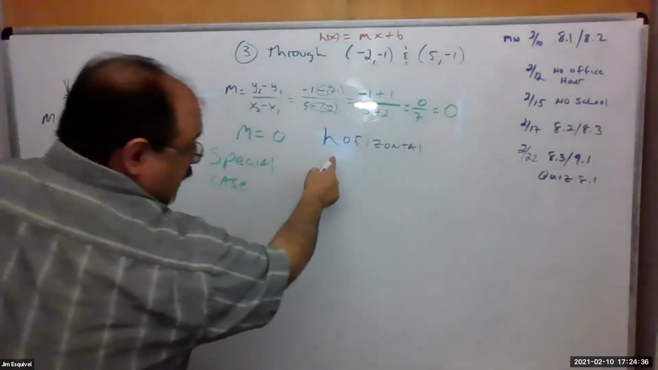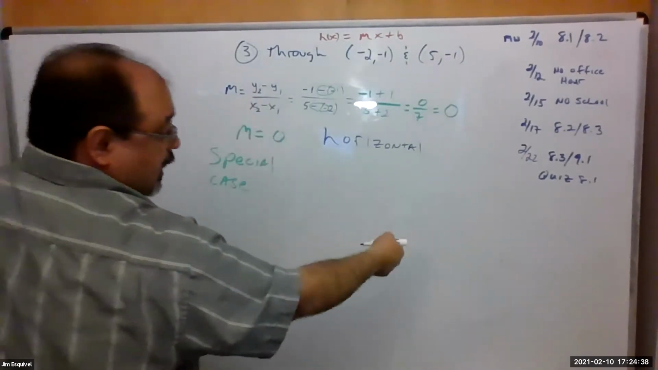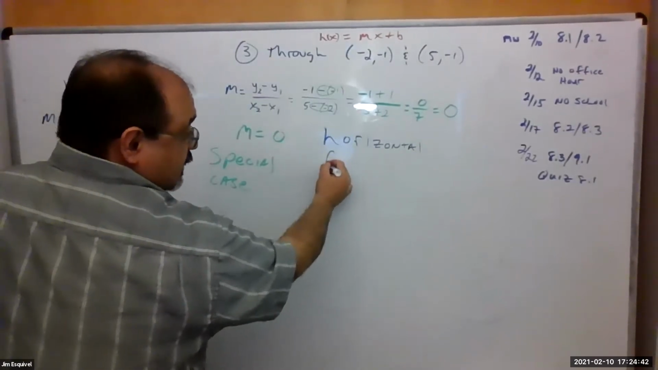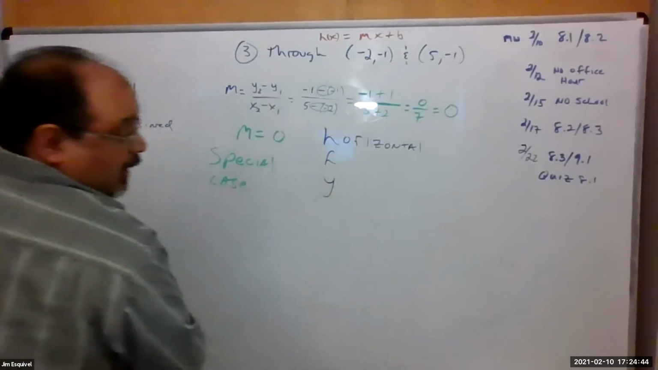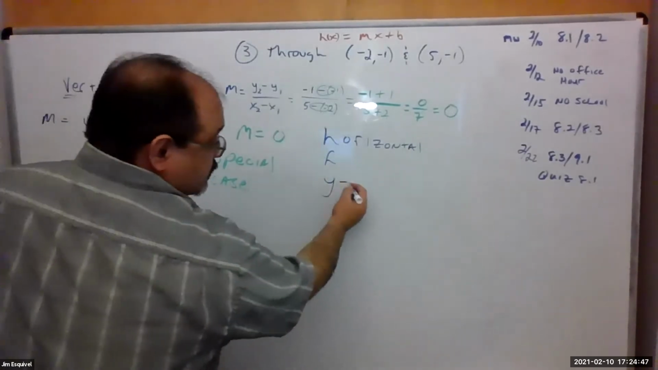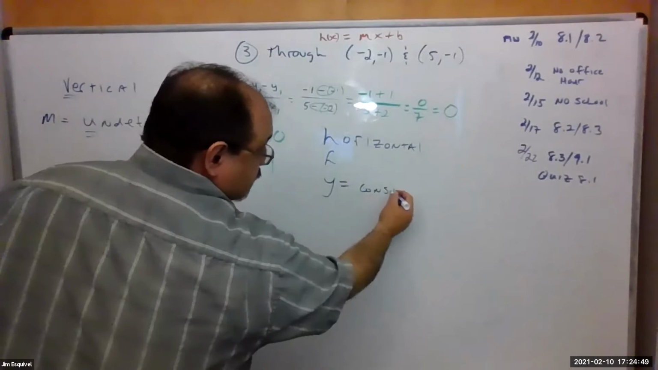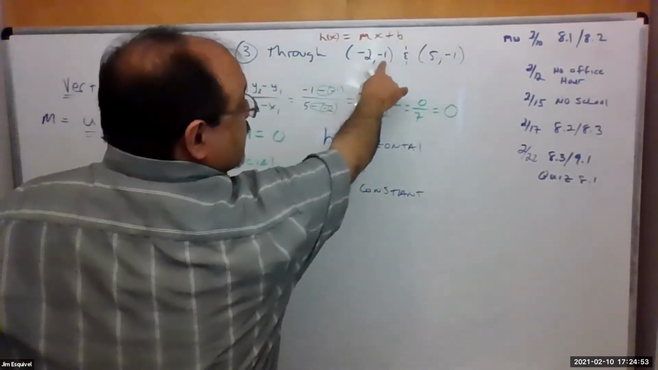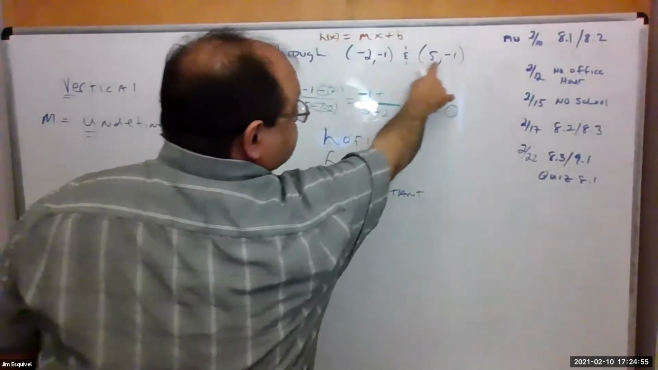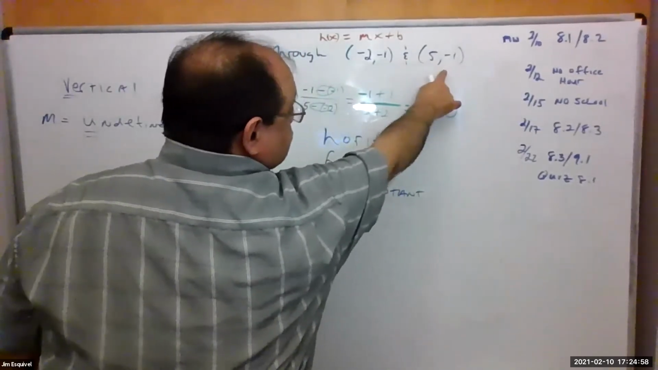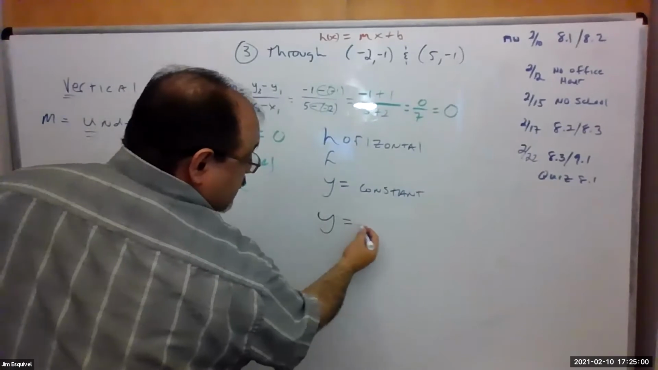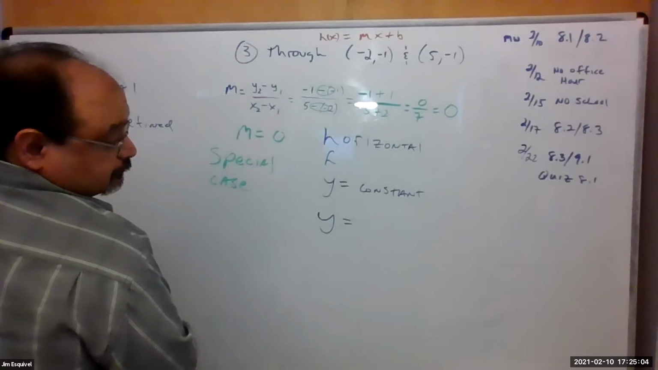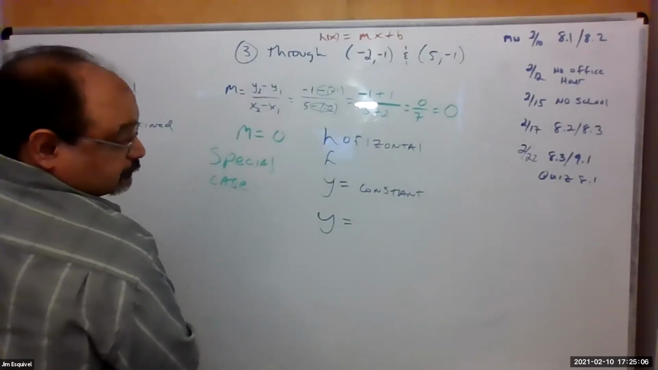So it's a horizontal line. If it's a horizontal line, H looks like almost like an upside down Y. So it's Y equals a constant. Y is always the same number. And look, isn't Y the same number? So what does Y always equal on this horizontal line? -1.